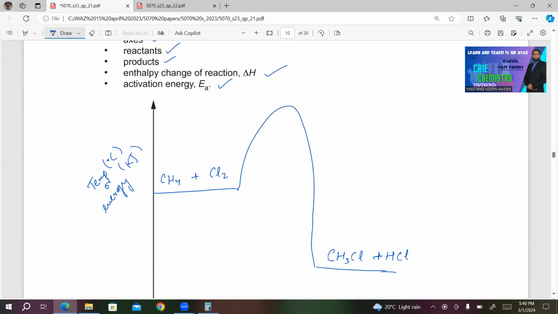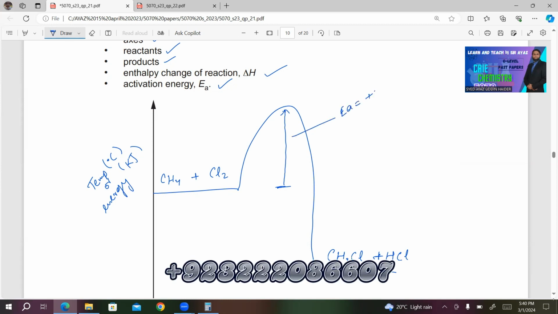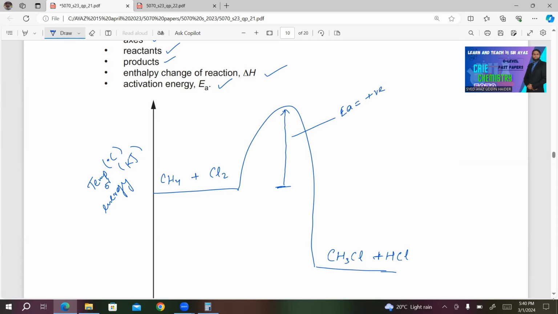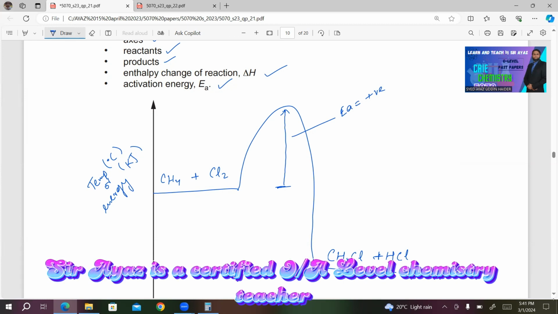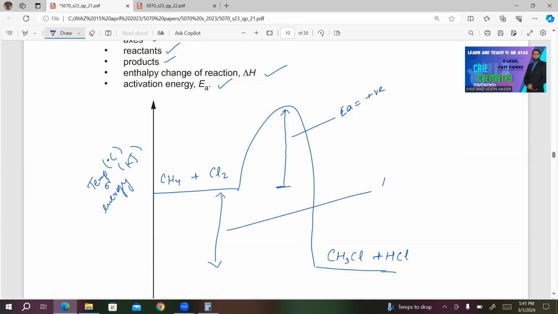Now I'm going to draw the energy hump for this exothermic reaction. This is the energy hump. And you know the activation energy, if it starts from the reactant, it will go up. We label it EA. The sign for EA is always positive, whether it's exothermic or endothermic. Now the energy change between reactant and product side, we call it enthalpy change of reaction or delta H. This must be between reactant and product. This will be the enthalpy change delta H, and sign is minus.